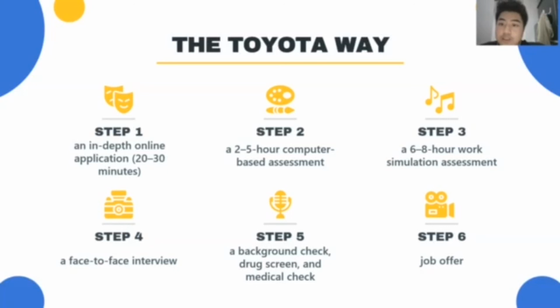And then step 3 is a 6-to-8-hour work simulation assessment. In step 3, applicants engage in simulated realistic production activities in Toyota's assessment center under the observation of Toyota screening experts. Then step 4 is a face-to-face interview. Step 5 is a background check, drug screen, and medical check. So hopefully he has a good background. And then step 6 is the job offer.